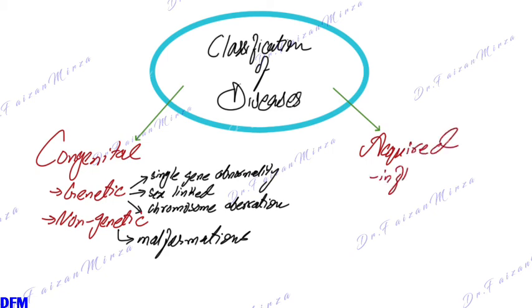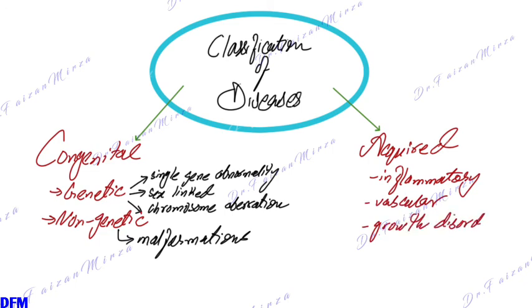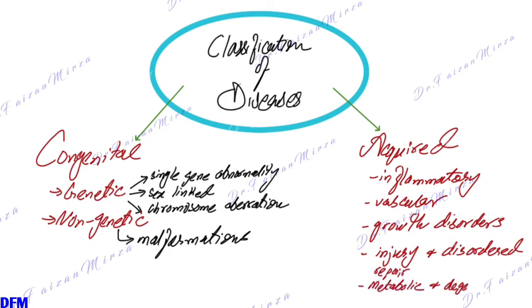The other category of disease is acquired. This includes inflammatory diseases, vascular diseases, growth disorders, injury, and disordered repair where scar tissue forms, or metabolic and degenerative diseases. So we can broadly classify disease into congenital and acquired. Congenital refers to present since birth, normally. But there are cases of genetic disorders which are not present at birth. They take time to show or manifest themselves, for example, Huntington disease.